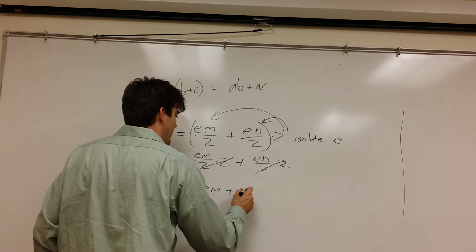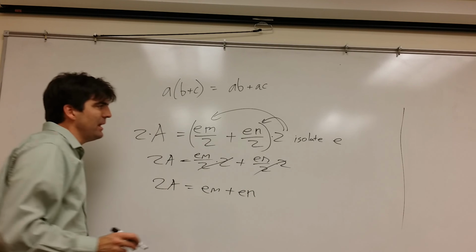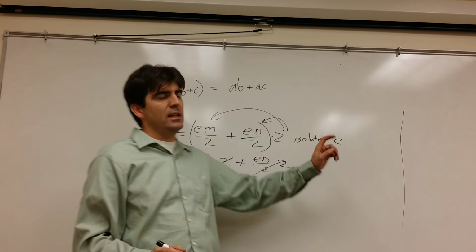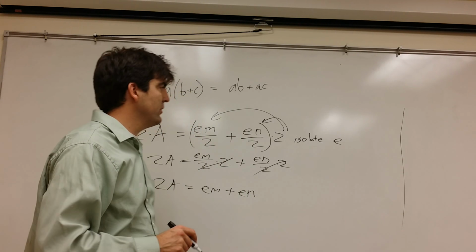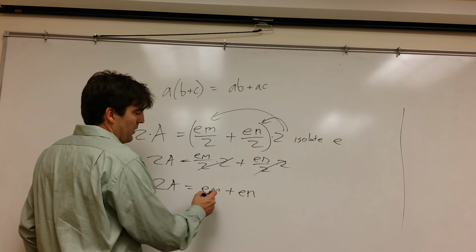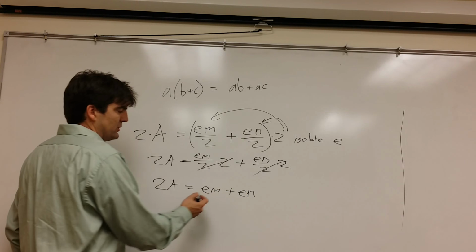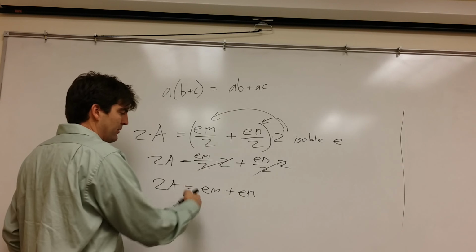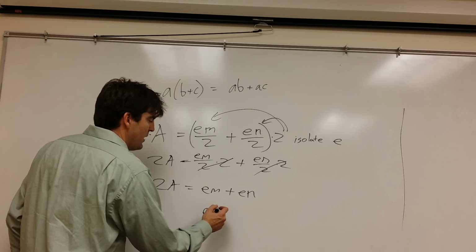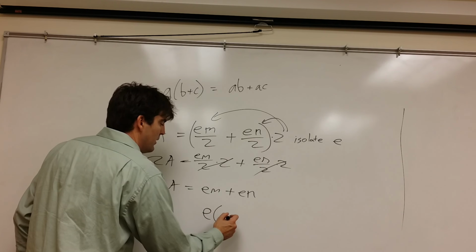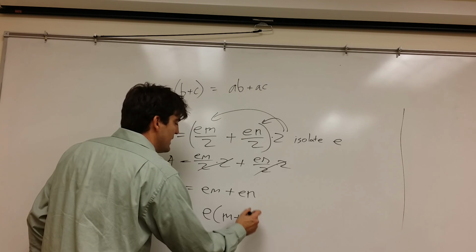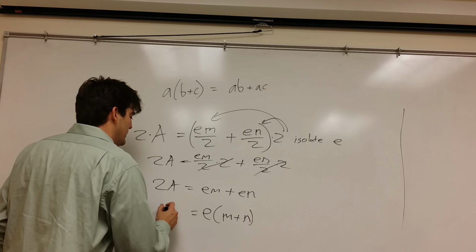So 2A equals EM plus EN. Now I want to get E all by itself. I want to isolate E. So really the way I want to do that is reverse distribution. Both of these terms now just have a factor of E, and I could pull that out and go like this: E times the quantity of M plus N equals 2A.